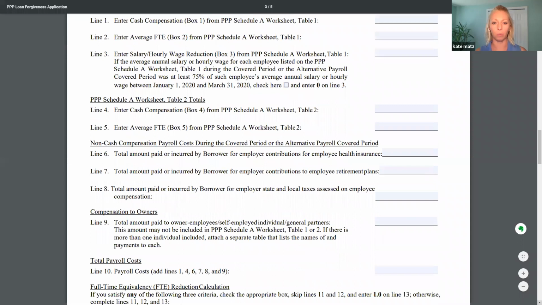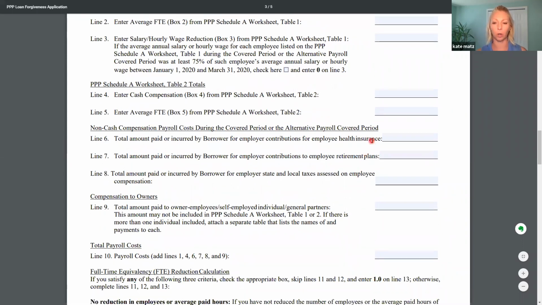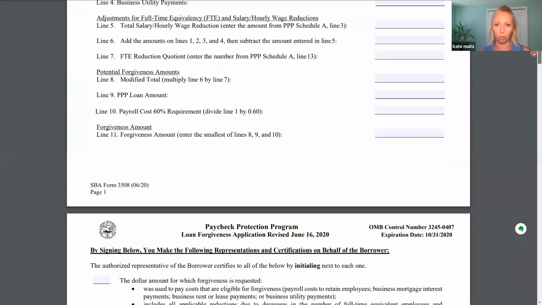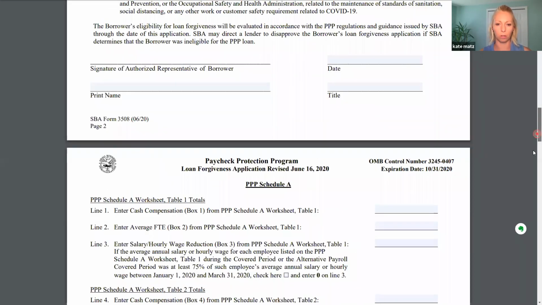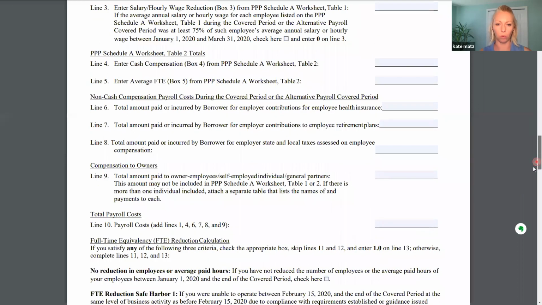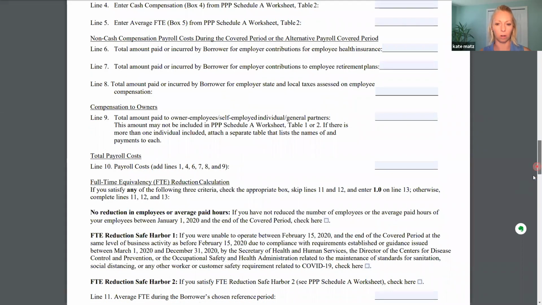As you go down then, we've got the non-cash compensation, so your health insurance, retirement plans, and your SUTA. Finally, your compensation to owners, and that'll be your total payroll cost. Those total payroll costs, then that's what rolls up to that first line on the first page. So like I said, that Schedule A is kind of going that next layer deep into those numbers. So you're breaking out by over 100,000, less than 100,000, and owners.